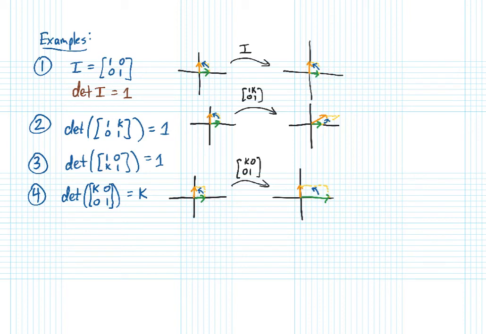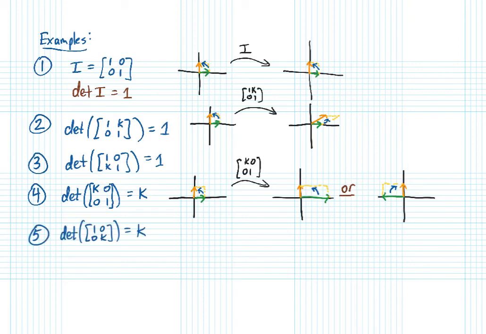Or, at least that's what happens when K is positive. If K is negative, then the picture has the image of E1 pointing to the left, and you have a clockwise relationship. But that actually makes sense because, in this case, K is negative, and so the determinant being K agrees with the fact that the determinant should be negative. So either way, it's correct that the determinant is K.